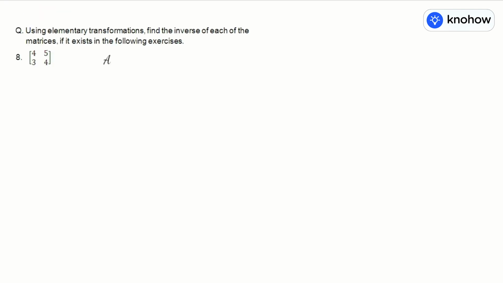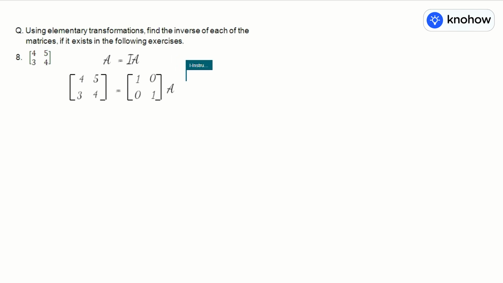Elementary transformations, find the inverse of the following matrix. I have already discussed with you how to find the inverse of a second order matrix using elementary row transformation. You know, we start by writing A equal to IA, and in the present case, the value of A is the matrix 4, 5, 3, 4, and this being a second order matrix, we will also take I, the identity matrix of second order, 1, 0, 0, 1.